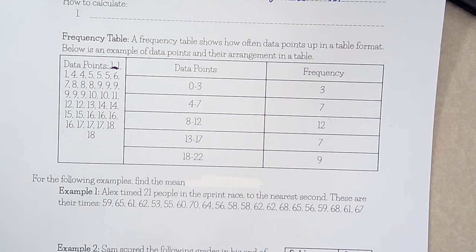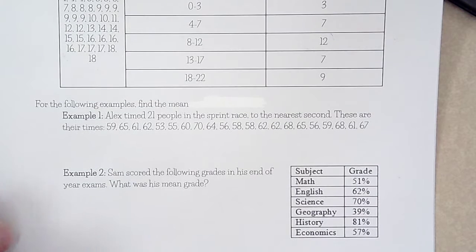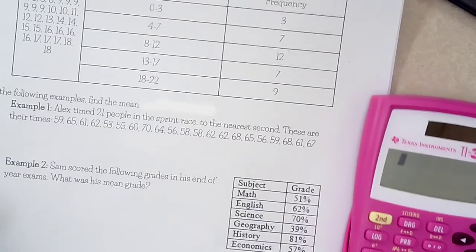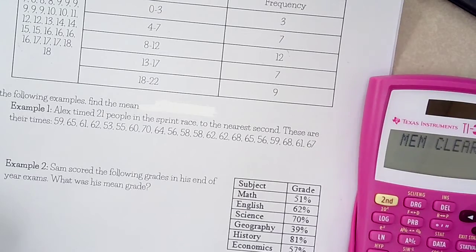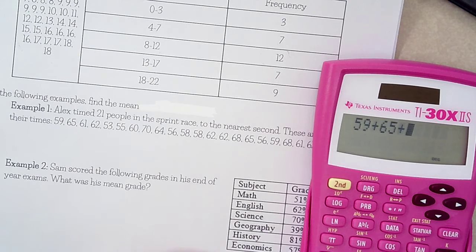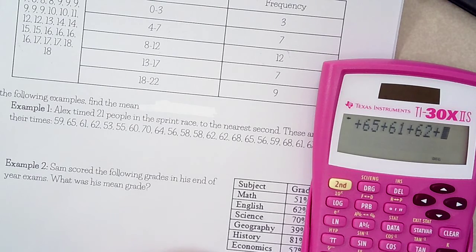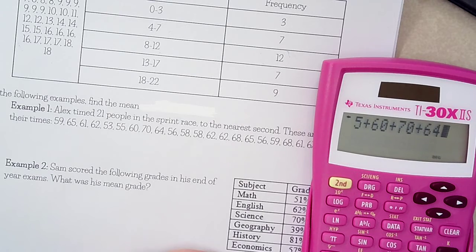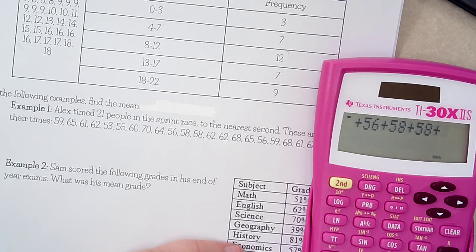All right, so let's move on to some actual examples. Alex timed 21 people in the sprint race to the nearest second, and those are their times. So if we want to find the mean of this, the first thing we have to do is just add up all of those numbers. Yes, this is going to take a while, but if you have your calculator, it's pretty quick. I would suggest having a calculator for this unit, because if you don't, you will have to add all of these numbers by hand and divide by hand on your quizzes and tests, and we would not want that. A lot of room for human error where the calculator usually doesn't have it.